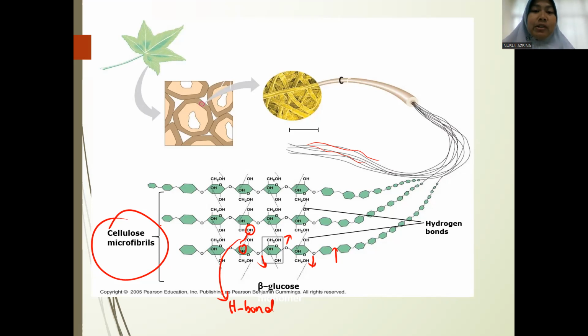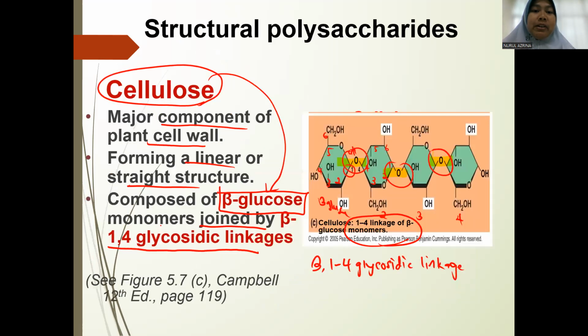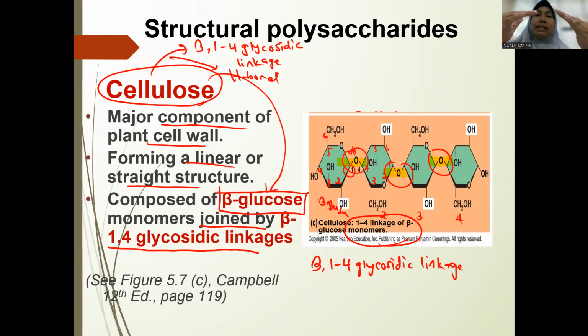Okay, right. So make some notes over here. Right, cellulose bukan sahaja, for cellulose, right? It has beta 1,4 glycosidic linkage, and also it has hydrogen bond to join one strand to another strand.